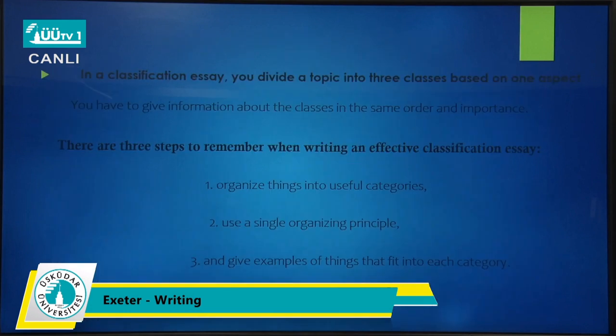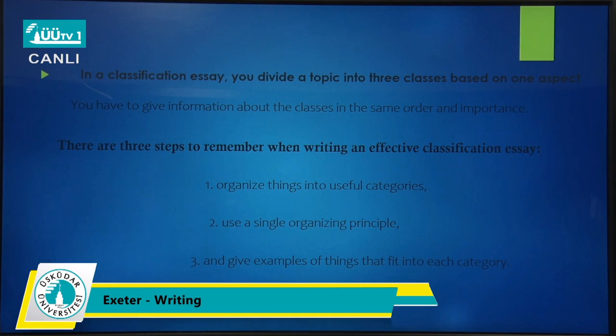In a classification essay, you divide the topic into three classes based on one aspect. It means that we should focus on one aspect, okay? And then you need to give information about them in the same order. There are three steps that you should remember.